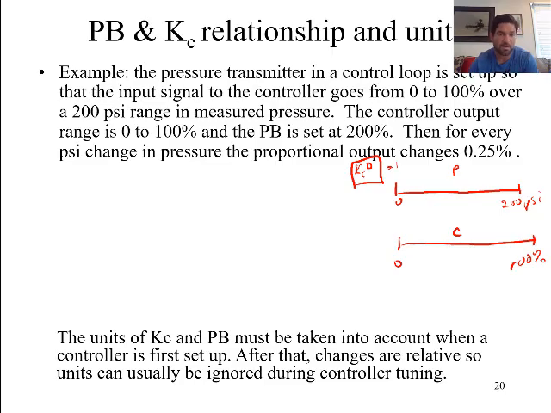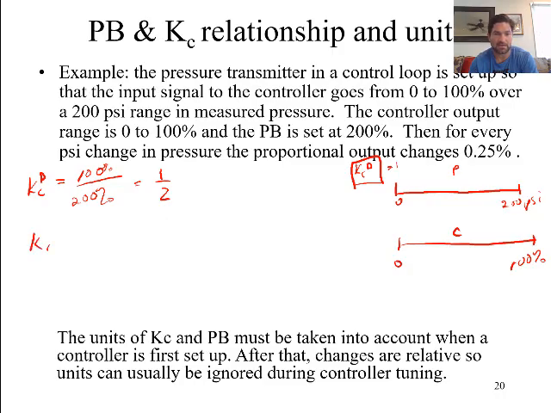For this example, we have a pressure transmitter. The input signal goes 0 to 100 over a 200 psi range. The control output range is shown here. Proportional band is set to 200%. That's higher than 100, and they're inversely related, so it's a high proportional band, which means a relatively low gain. This is going to be more conservative. So for this example, we calculate Kc dimensionless: Kc dimensionless equals 100% divided by the proportional band, which is 200%, which equals 1/2.